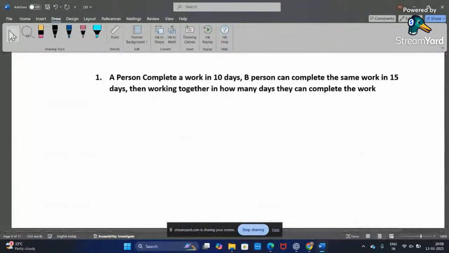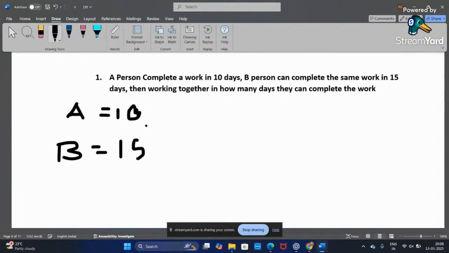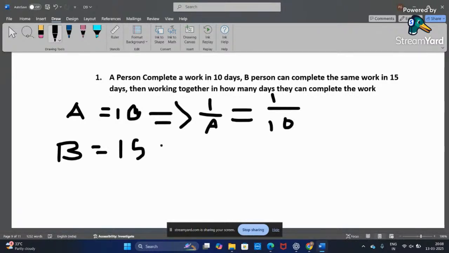See here, A person completes a work in 10 days. That means A value is 10. And B value is 15. So when we find this type of sum, we have to solve it with the help of LCM. We'll write A as 1 by A, which we can write as 1 by 10. And 1 by B we can write as 1 by 15.